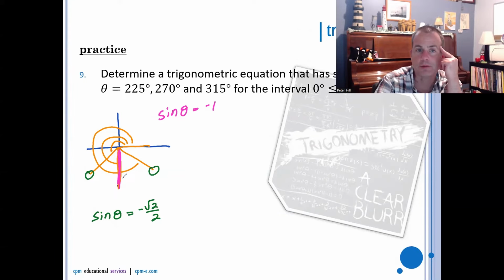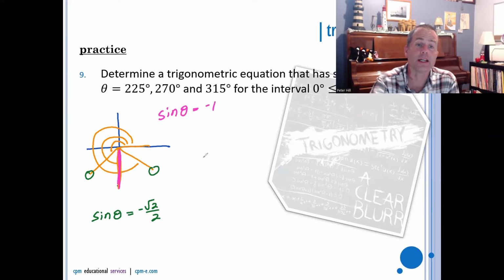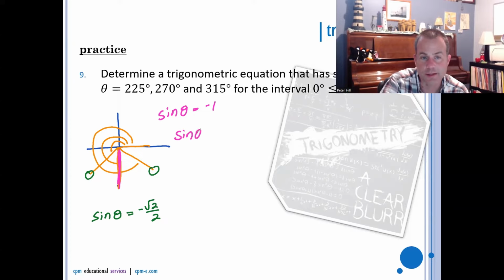Now, I have to take this and create a trigonometric equation with it. Well, that means I'm going to want to have some factors. So this one's an easy factor. This will be sine of theta plus 1 equals 0. So that'll be one factor.